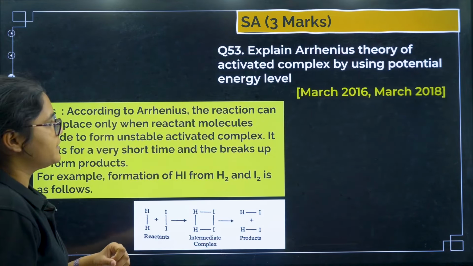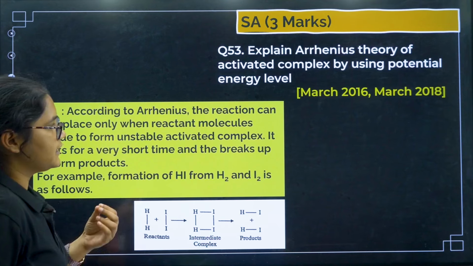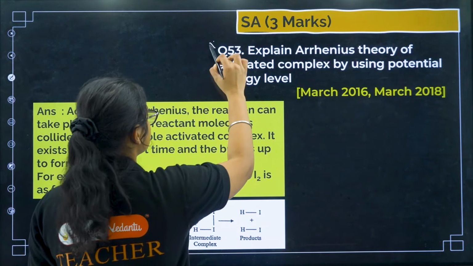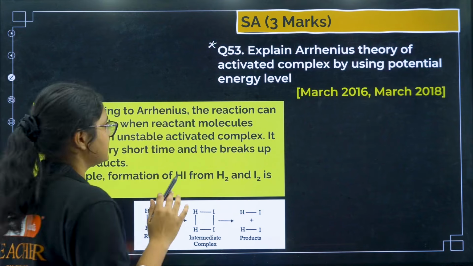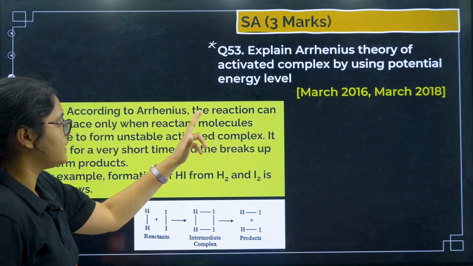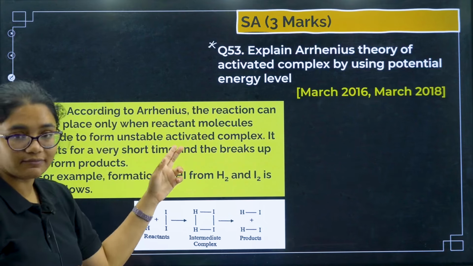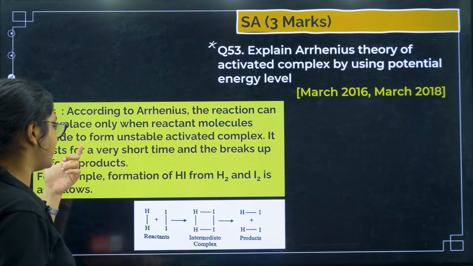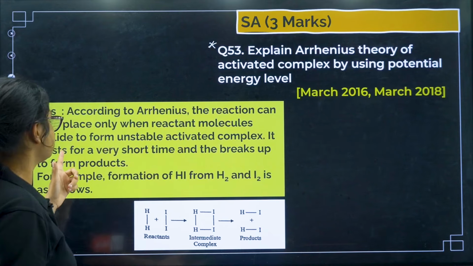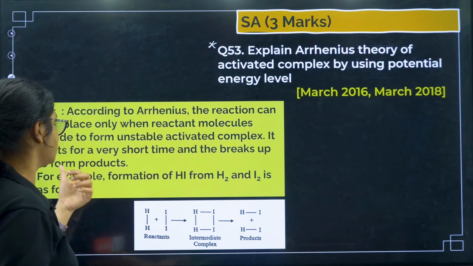Next, explain the Arrhenius theory of activated complex using a potential energy diagram. This is a very important question. What does the Arrhenius theory say? According to the Arrhenius theory, the reaction can take place only when the reactant molecules collide to form an unstable complex. It exists for a very short time and breaks up to form product.